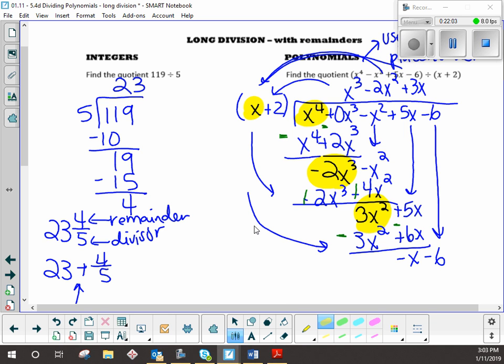Now here's where it sometimes can be confusing for students. X times what would give me a negative x? X times what would give me a negative x there? Negative 1, right? Negative 1. So we write just negative 1 up here. And then do all of that stuff one last time. So negative 1 times x plus 2. So negative 1 times x is negative x. Negative 1 times 2 is negative 2. Change the signs because you're subtracting. Negative 4.